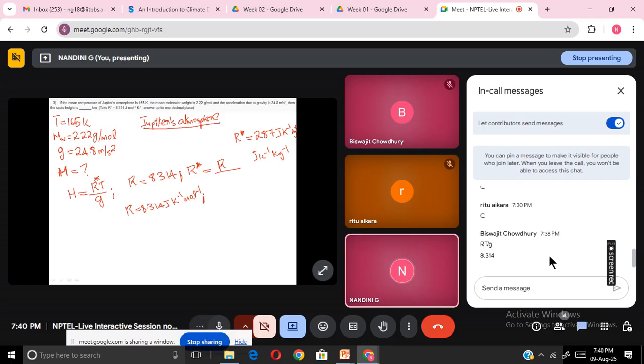Now in this case, we know the value of R. We have to divide the value of R by something to get R star, having a unit of joule Kelvin inverse kilogram inverse. How can we find R star? R by... how did we get the value 287?